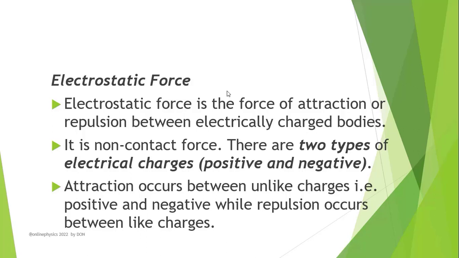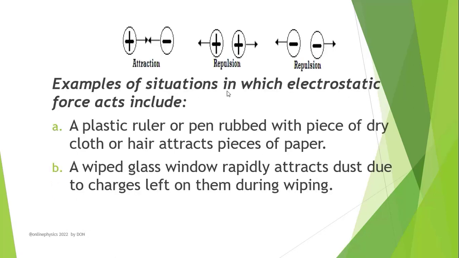So these particular charges we are talking about, which ones are they? We are saying we have two types of electrical charges. The first is the positive charge, and the second one is the negative charge. Attraction occurs between unlike charges, that is between the positive and the negative, while repulsion occurs between like charges, that is positive and another positive charge, and negative versus another negative charge. That is the first part.